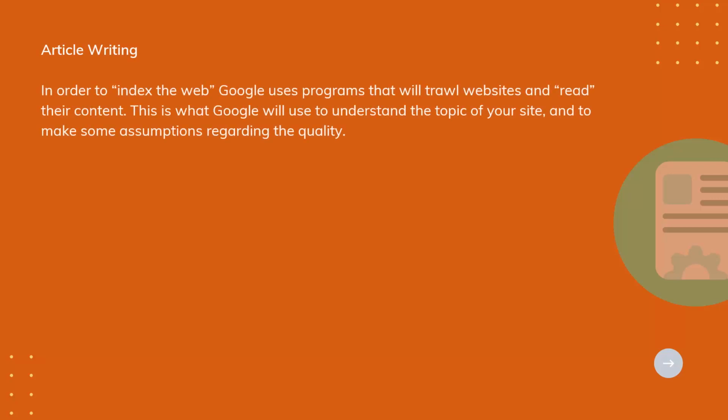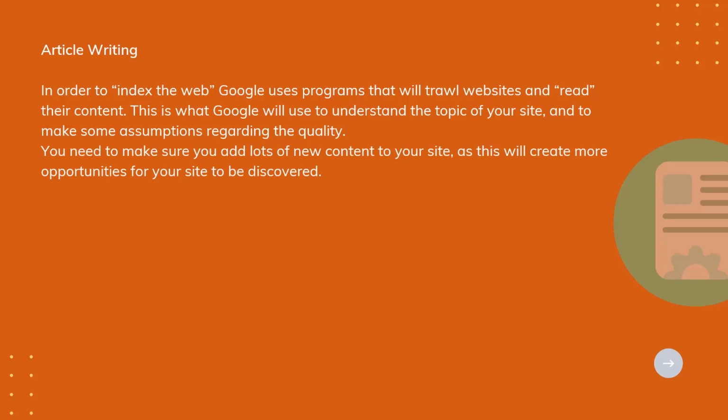Article writing. In order to index the web, Google uses programs that will trawl websites and read their content. This is what Google will use to understand the topic of your site and to make some assumptions regarding the quality. You need to make sure you add lots of new content to your site, as this will create more opportunities for your site to be discovered.